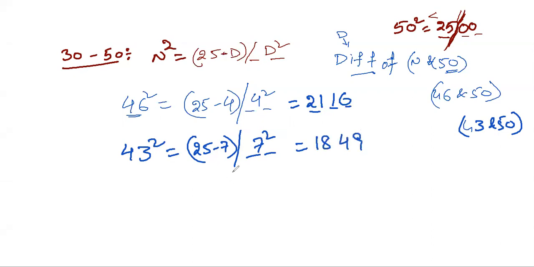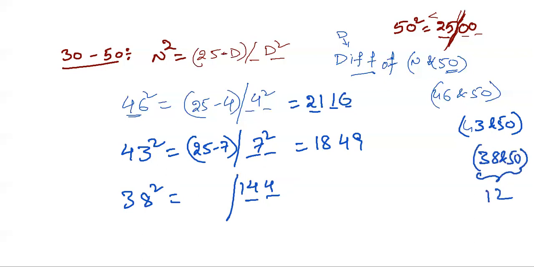So what we will do if the number is 38 square? 12 square we will write, 144, because the difference is from 50. 38 and 50, difference you will take. Difference between these two numbers is how much value? 12. 12 square is 144. And after that 25 minus 12 you will write. So this one will be carried to this side.